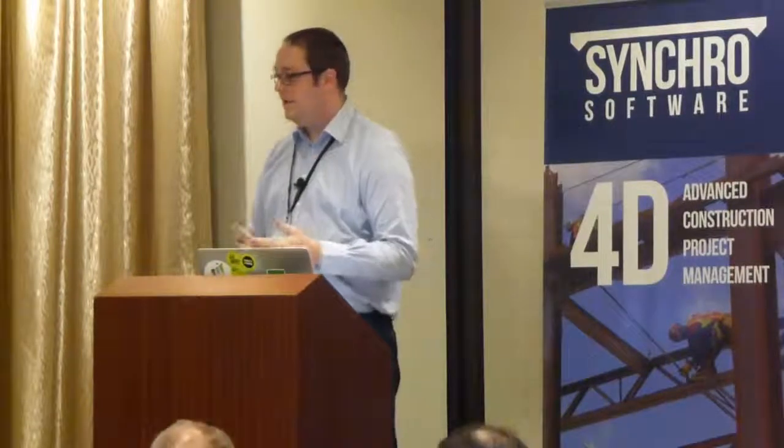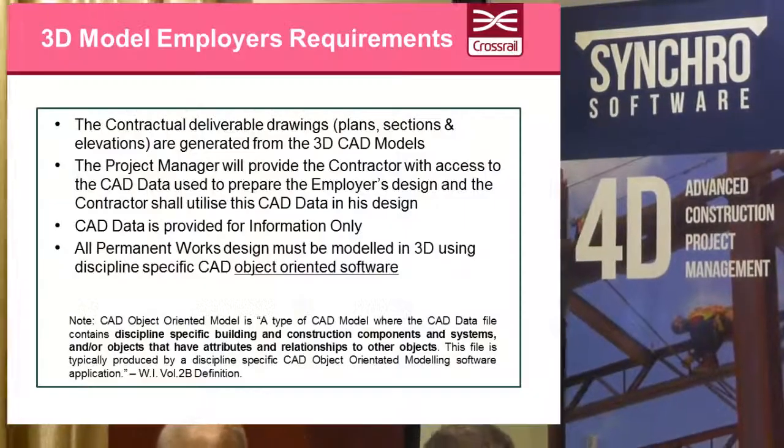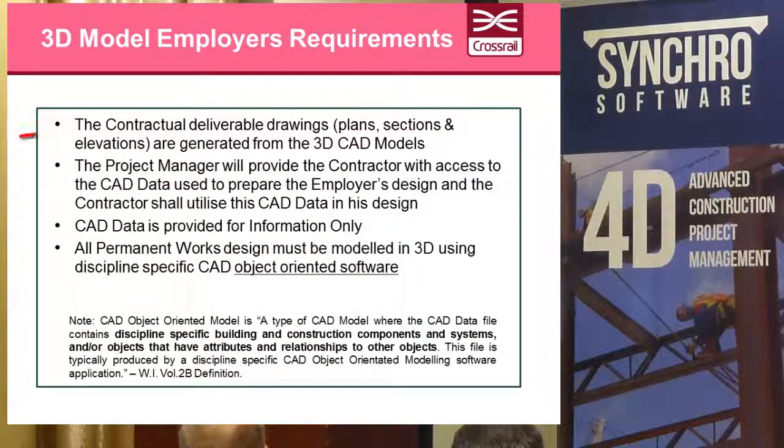We have a list of requirements on the job that every person who signs up to a contract on the Crossrail project has to abide by. This is less than 1% of those requirements. But why are they important? Well, if we just take the top one, for example, the deliverable drawings must be generated from the model. This ensures that the model is always up to date. I don't know if you've ever come across this situation where the model gets dropped to get the design for a certain type period. The next thing you know, you're trying to plan with out-of-date information. It's not as effective.